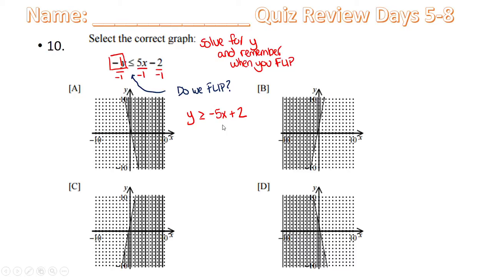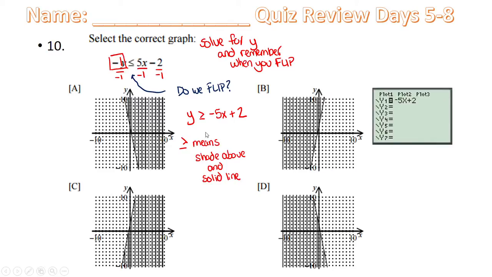And now we can type negative 5x plus 2 into our y equals key. We also need to remember that greater than, you shade above and have a solid line. I talked more about this question on day 6. But after you graph it, you have this line. So now we just need to pick the one that is shaded above, which is A.